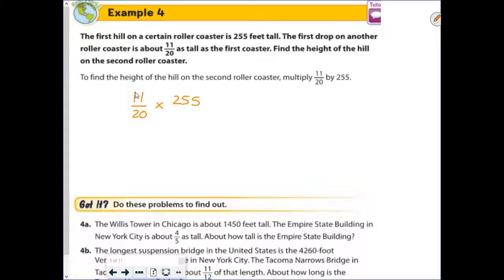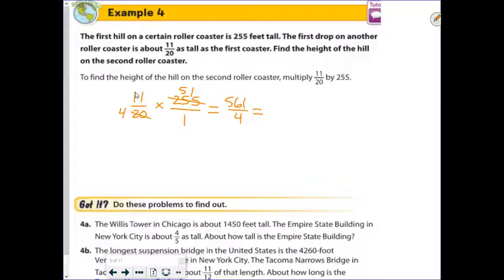Well, 255 is a whole number. We need to turn it into a fraction by putting it over 1. Then we got to ask ourselves, can I simplify anything? Well, 20 ends in a 0 and 255 ends in a 5. So I am able to divide both of those by 5, and I should be able to reduce it. 20 divided by 5 is 4, and 255 divided by 5 is 51. Now that I have simplified that, I can multiply straight across the top and straight across the bottom. I'm going to get 4 on the bottom, and I will get 510 plus 51, or 561 on the top.